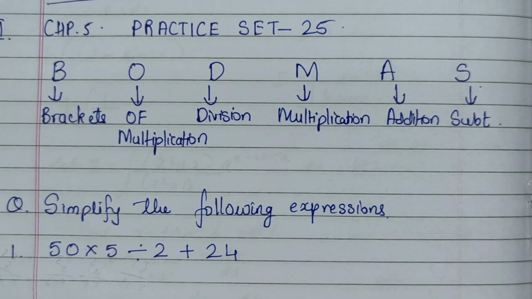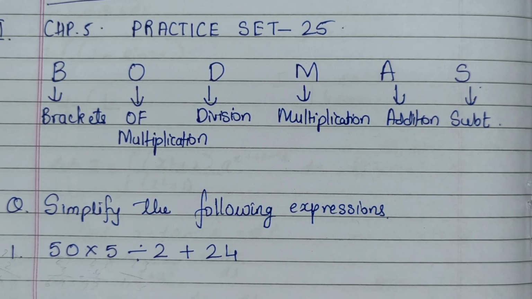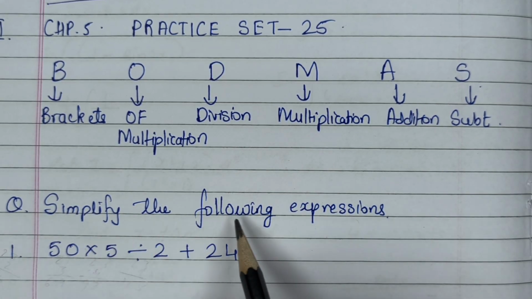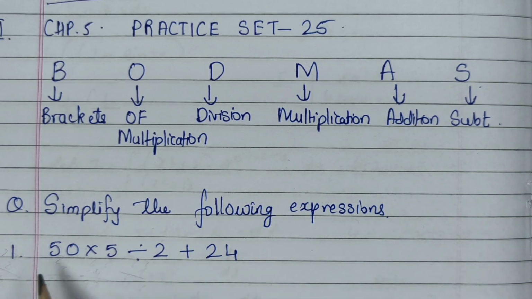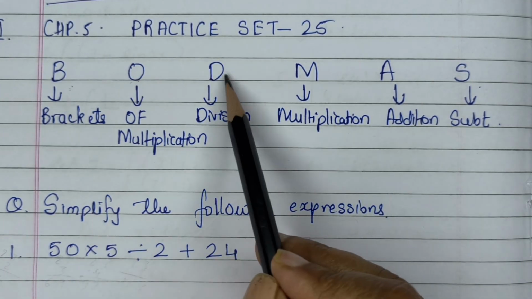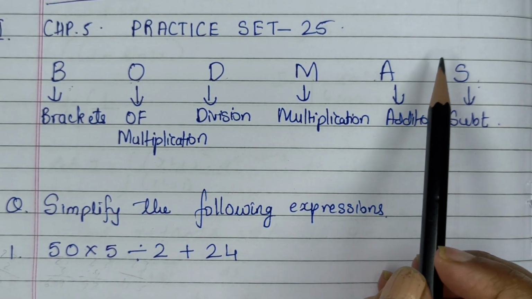Today we will do practice set 25 from the chapter Operation on Rational Numbers. Okay, now see, this question is: simplify the following expressions. Now to simplify these expressions, what are you going to do? Use BODMAS. I'll explain what it is.